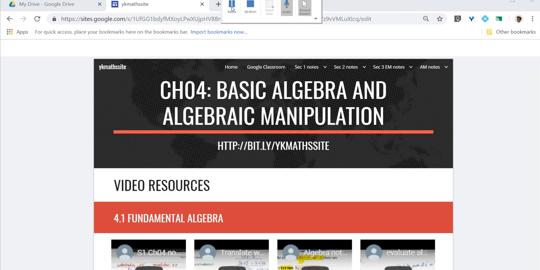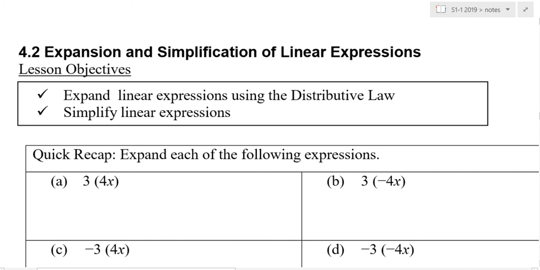Still chapter 4, algebra, but we are talking about expansion. Expansion in this case means distribute. So let me explain expansion in the actual meaning, and then later on we will.